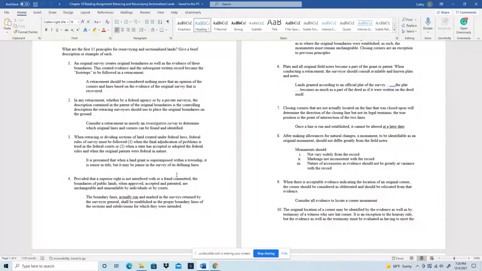So what that means is presume that when a land grant, and this maybe came from England, it's superimposed within a township, it is senior to title, maybe also junior to a survey of a different line. So just kind of think about North Carolina to our counties. So North Carolina is the senior.